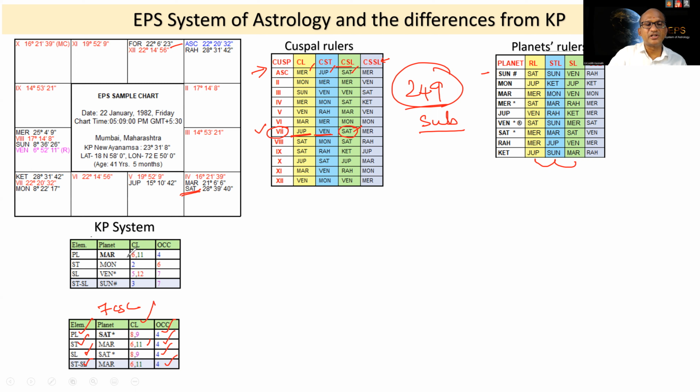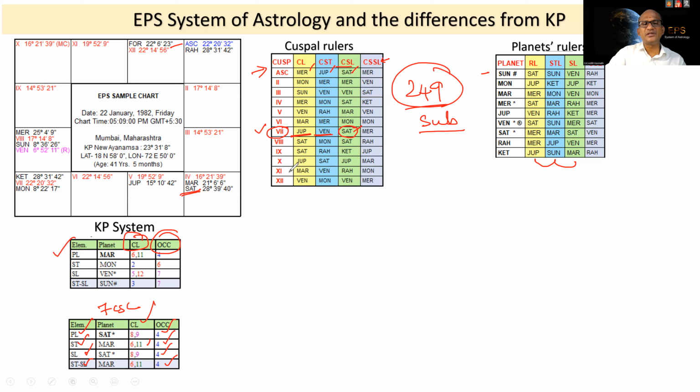Similarly, for Mars also, if you consider it the same way, we take only the CL and OCC of the cusps, that is, which cusps it is the cuspal lord of and which house it occupies. But we do not consider the CST and CSL.